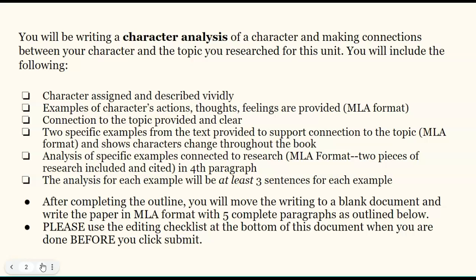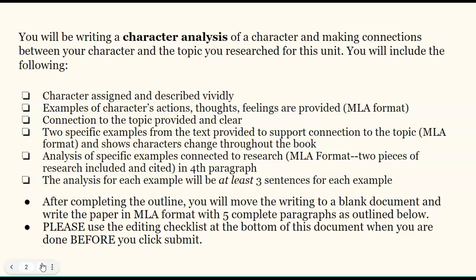In your paper, you will include the following things: your character, and you are going to describe them vividly. Examples of the character's actions, thoughts, and feelings will be provided. You'll be using MLA format. This can be a direct quote or it can be a paraphrase. Remember that to describe your character, you have all of this in your book already. You have your indirect characterization annotations that you can go back to. And remember, it doesn't necessarily have to be a quote that the character said. It can be how that character is described by others. It can be how that character affects others in the book.